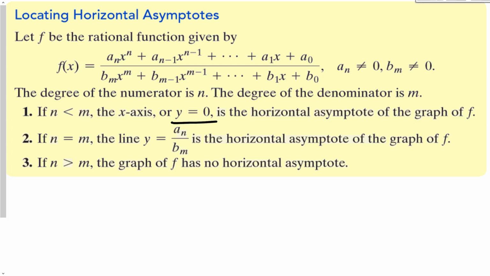If they are the same, if the degree is the same, then the horizontal asymptote is a sub n divided by b sub m. These two numbers, whatever they happen to be, divided by each other. That's the horizontal asymptote. If the top one is bigger, there is not a horizontal asymptote. There is something different, and we'll get to that at the end of this section.